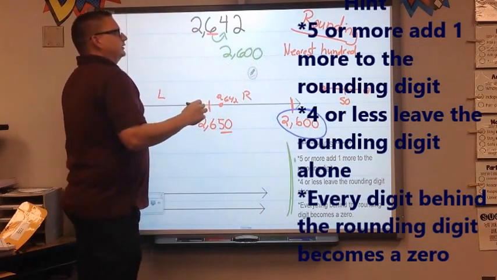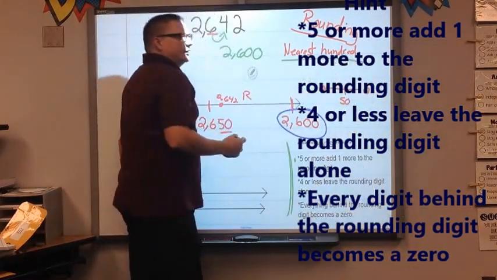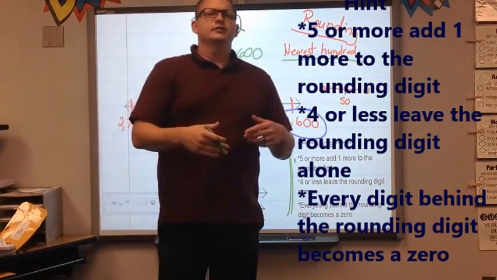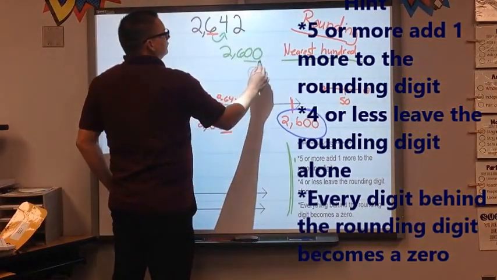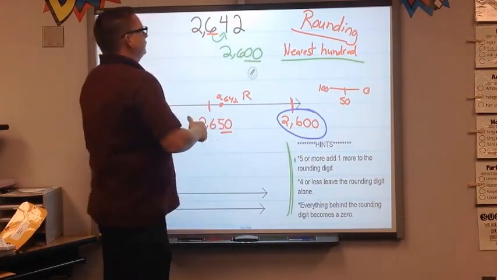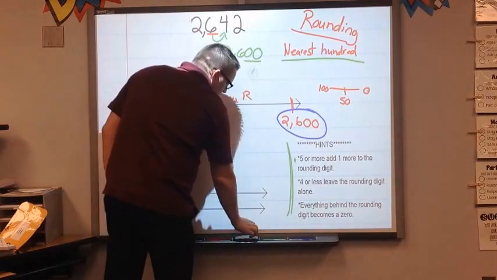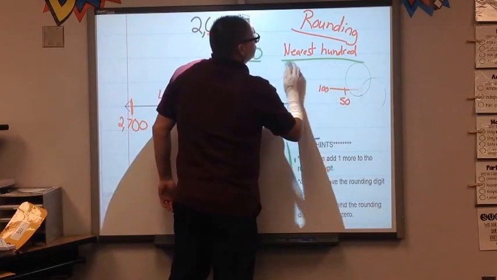Now, for my hint again, do you remember when I said anytime you're rounding to the nearest 100, well, think about hundreds, right? 100, 200, 300, 400. Every time you have a 0 in your ones and tens place, right? Okay, so that's perfect. So now let's erase that and let's do another one.